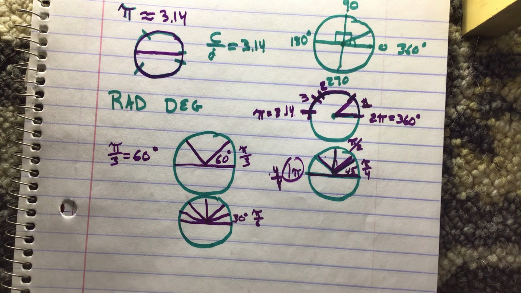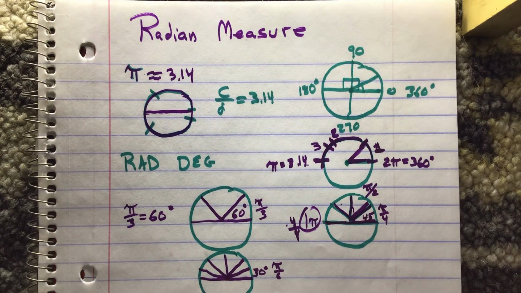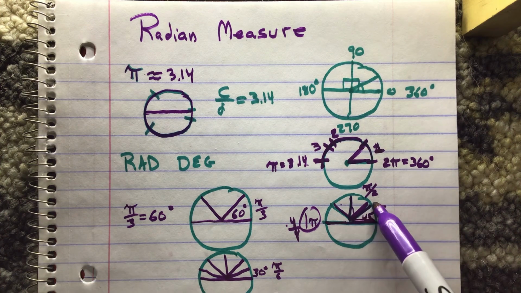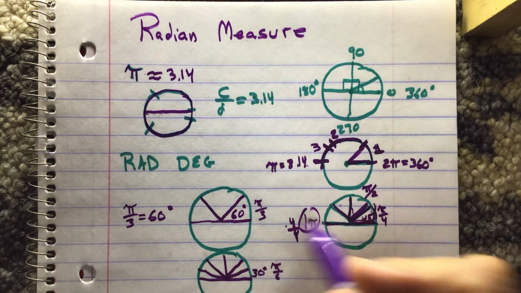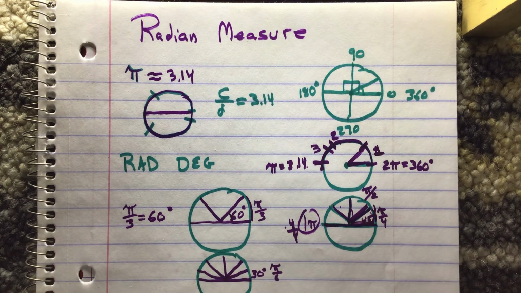I think that's about it, and this is just a video to sort of introduce the concept of radian measures. And so you're using the radius as a measuring tool to measure the distance around the circle, or arc lengths. These are called arc lengths, or the angle measure. Okay, radian measures.